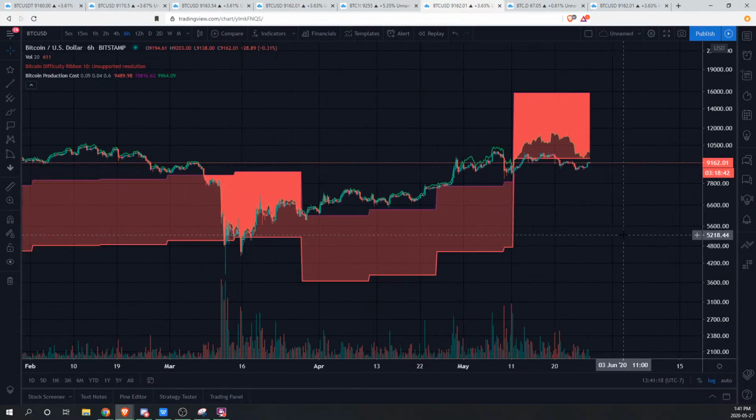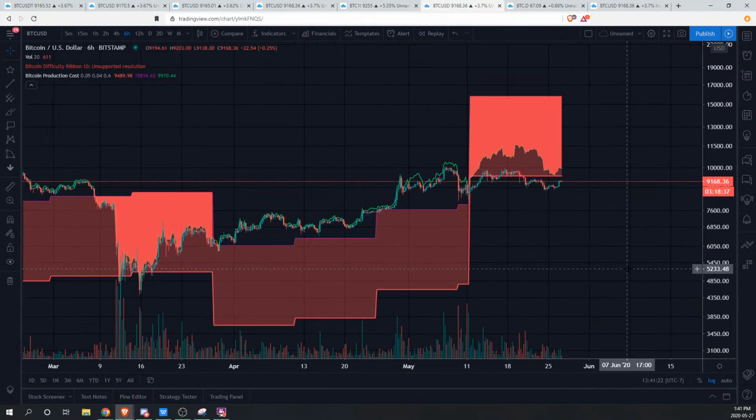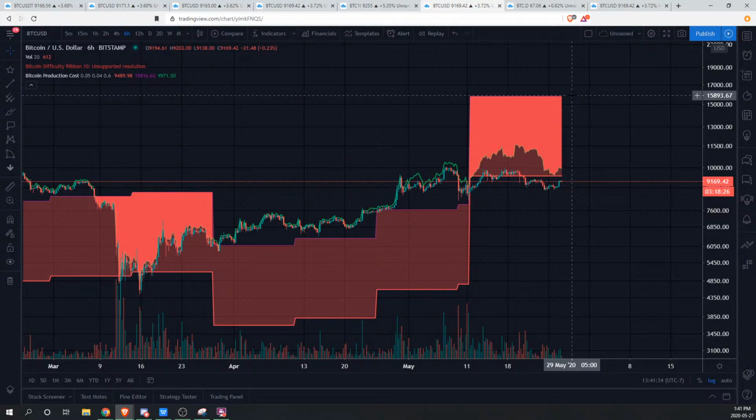So if you're confused by what you're seeing right now, this is showing you on average, globally, the cost to mine one Bitcoin being, let's say, just under $16,000 USD. So if you're a normal average, not super efficient miner who's trying to mine Bitcoin, it's going to cost you just under $16,000 United States dollars in order to mine one Bitcoin, which is currently valued at $9,170. So in terms of the miners, they're losing a lot of money right now.